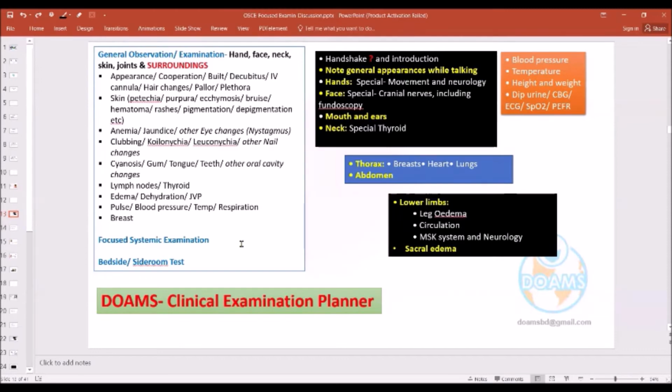Now come to the clubbing. Important? Yes, it's related. Already discussed. Koilonychia, leuconychia, and other nail changes. Important here? Directly? Not much. Now come to cyanosis, gum changes, tongue, teeth, other oral cavity features. Relevant? Not much. But if there is vitamin B12 deficiency, the tongue may be important.